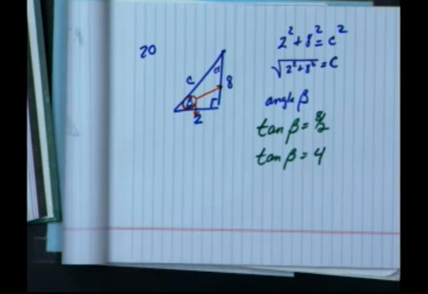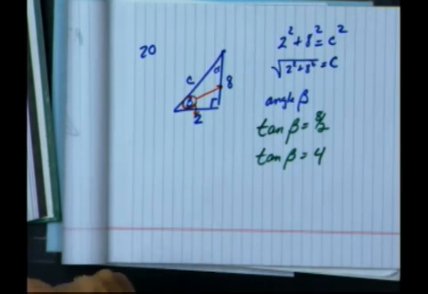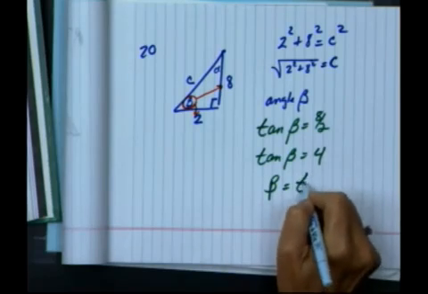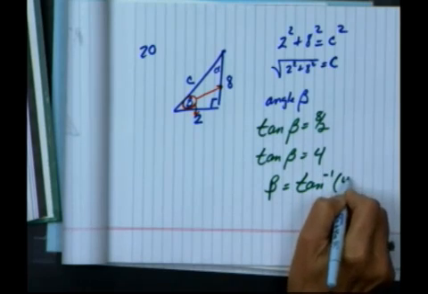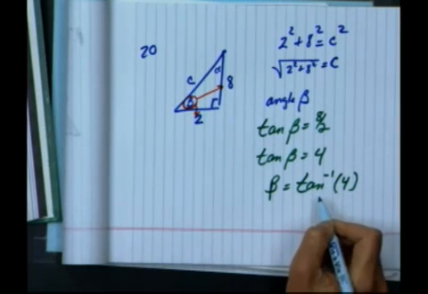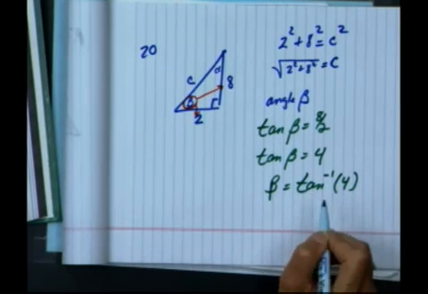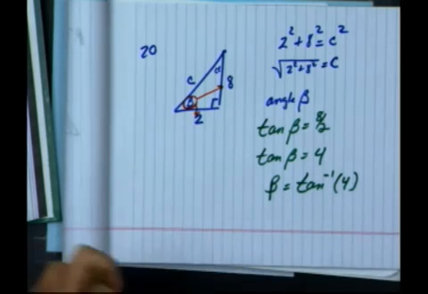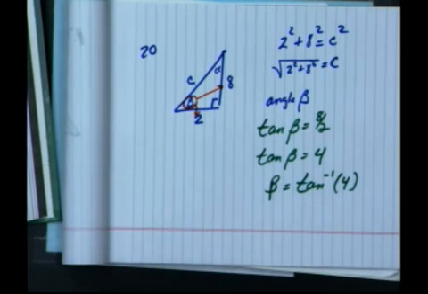What's the next thing your brain is doing? Shift on your calculator? Okay. I'm looking for the angle, so everybody's thinking, what's it called? Inverse tangent. Beta is the inverse tangent of 4. Remember, your inverse trig function says, what is the angle? Okay, what about for angle alpha? How are you going to set that one up?